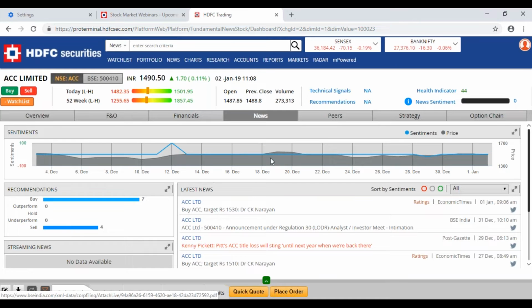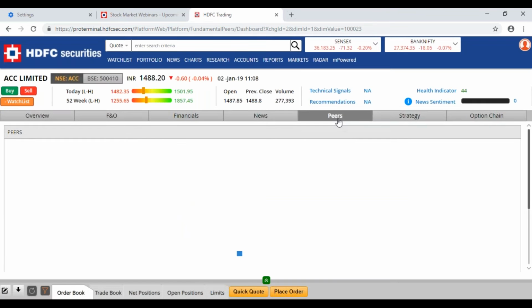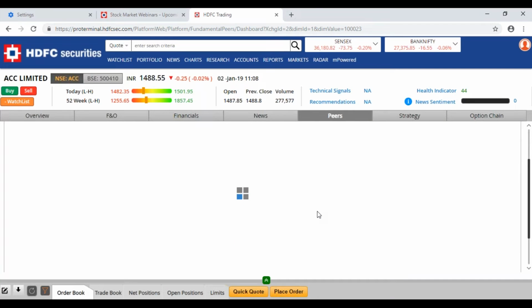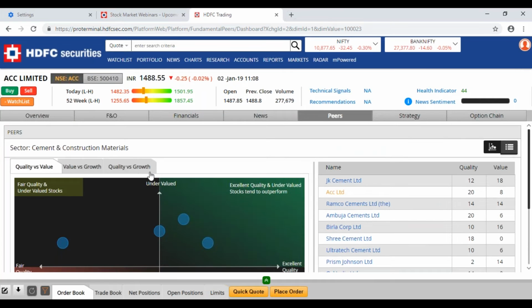Right? That's 2. Number 3, you want to know, apart from ACC, what their peers are doing, their competitors are doing. Is there any better scope out there? So for that, you need to click on just peers, and this is how the peer details would be displayed. Quality versus value, value versus growth, quality versus growth. So right now it is quality versus value.